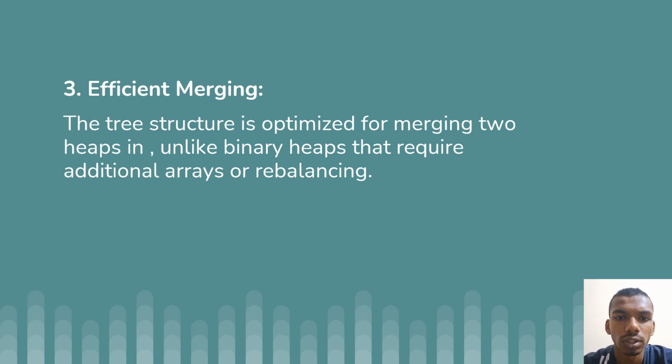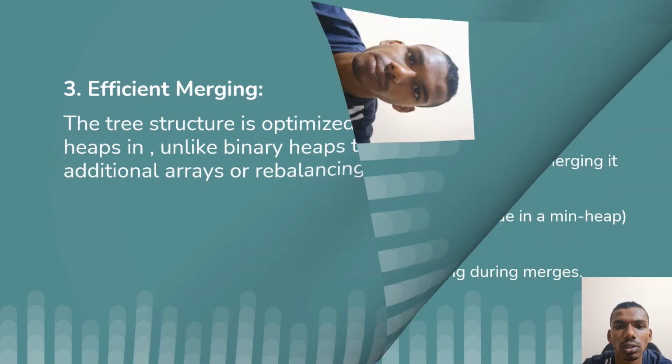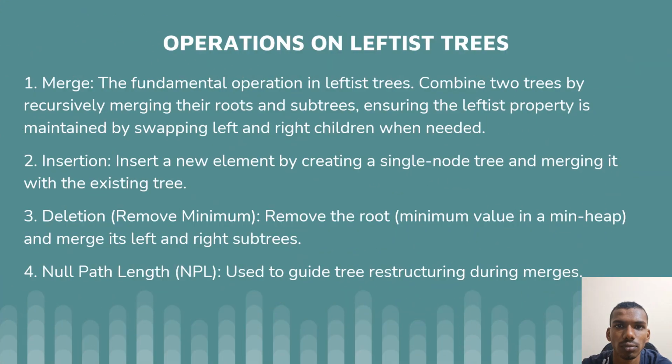Efficient merging. The tree structure is optimized for merging two heaps, unlike binary heaps that require additional arrays or rebalancing. Operations on leftist trees. Number 1 is merge. The fundamental operation in leftist trees. It combines two trees by recursively merging their roots and subtrees, ensuring the leftist property is maintained by swapping left and right children when needed.